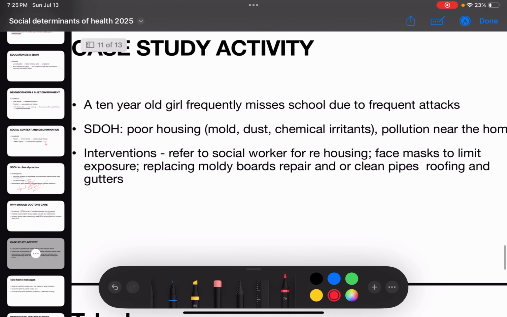So, a short case study activity. A 10-year-old girl frequently misses school due to frequent attacks of asthma. So, social determinants of health include your poor housing, mold, dust, chemical irritants, and pollution near the home. And the interventions would be to wear face masks, replace moldy boards, repair and or clean pipes, roofing, and gutters, and refer to a social worker if necessary for rehousing.